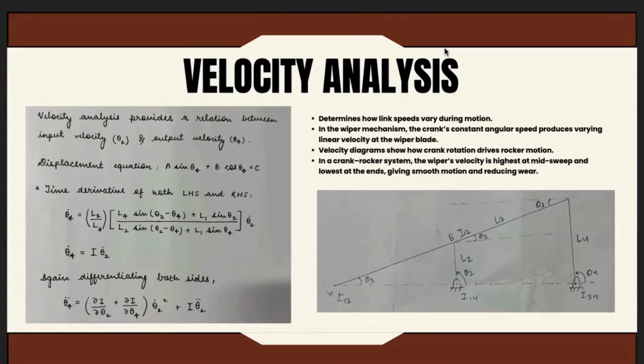Differentiating further, we get the acceleration analysis, which is theta 4 double dot, equal to del J upon del theta 2 plus del J upon del theta 4, whole bracket, into theta 2 dot whole square, plus J into theta 2 double dot. Now we have the equations for del J, del theta 2, del J, del theta 4 and A, B and C. Therefore, we can get the acceleration as well as the velocity.